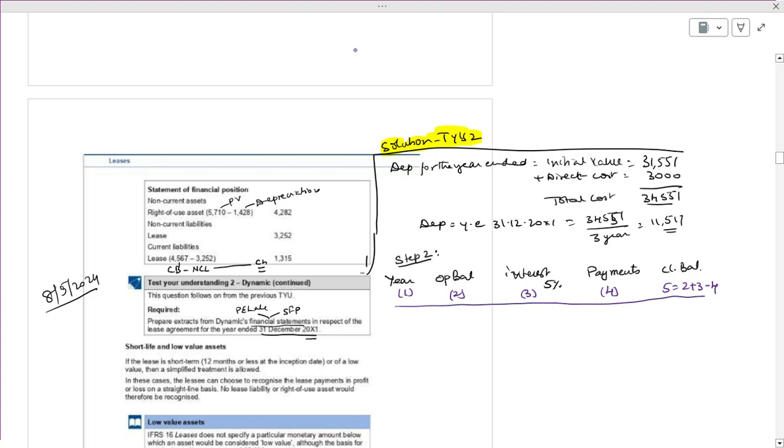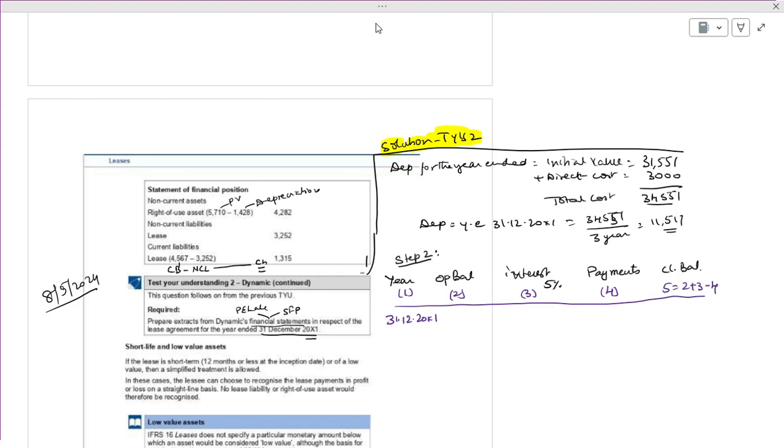The first time we are doing this, we have to understand how it works. Now, they are working on 31/12/2001. They ask how much is the opening balance? How much do you have to take? Lease payments.